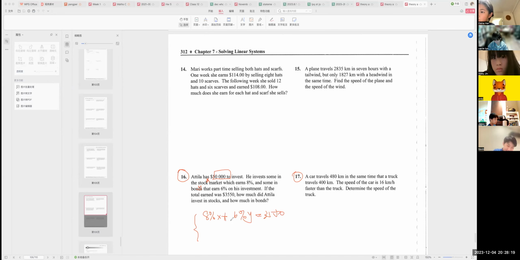I didn't figure it out yet. You think about it, he spent altogether $50,000, right? So some of it in the stock market, some of it in the bond. So what is the next one? X plus Y, Kevin, equals what? Equals what? Wait. 50,000. Oh. Get it?